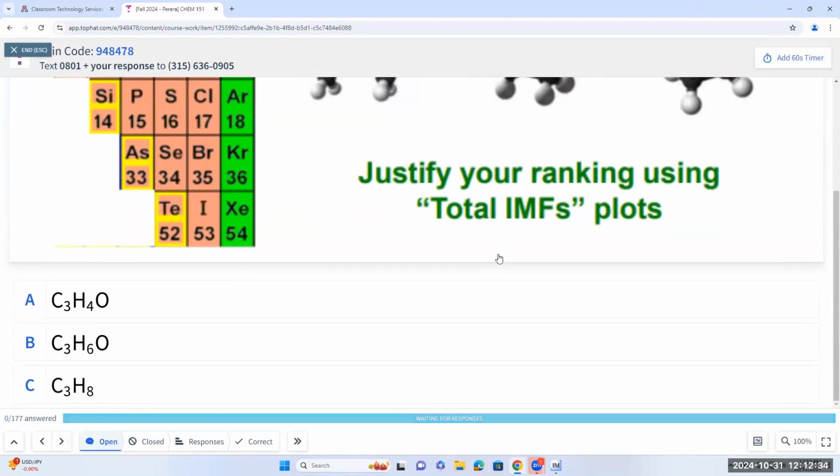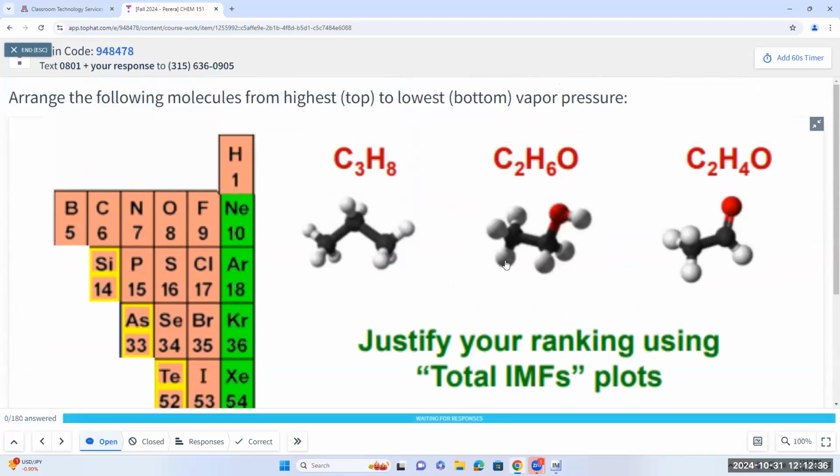Here are some molecules. Can you rank them in the order of, let's say, decreasing vapor pressure, highest vapor pressure at the top and lowest vapor pressure at the bottom? By the way, vapor pressure will be lower with stronger intermolecular forces.